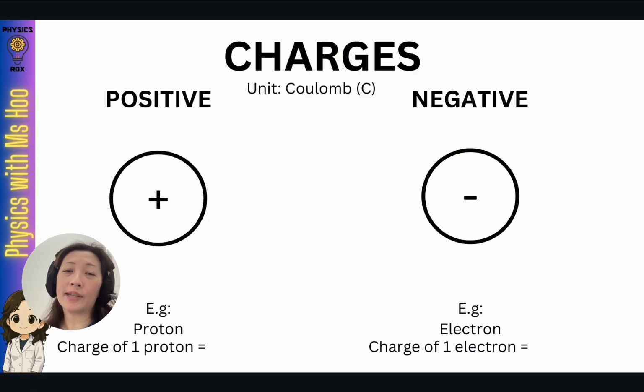Now let's get started with electric charges. There are two types of charges: positive charges and negative charges. The unit of a charge is coulomb, or you can just write the capital C as a short form.